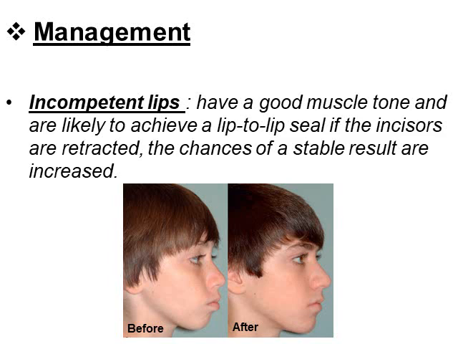If the lips are incompetent but have a good muscle tone and are likely to achieve a lip-to-lip seal if the incisors are retracted, the chances of a stable result are increased. فإذا عندنا كان incompetent lip و good muscle, we can achieve a seal of the incisor by lip to lip. If after the extraction of the incisor we have achieved a good lip to lip seal, so we have a good and stable result.